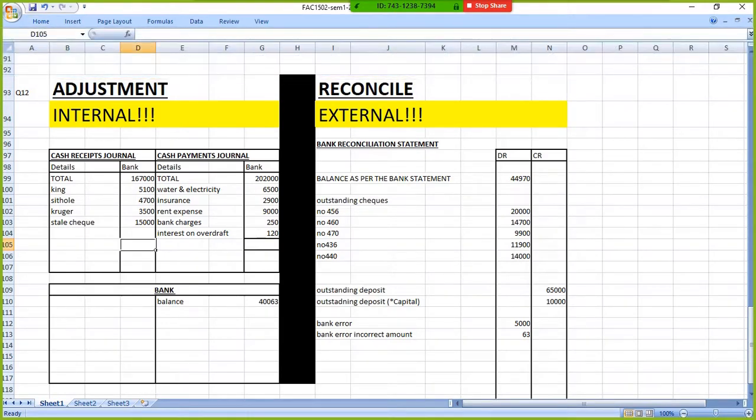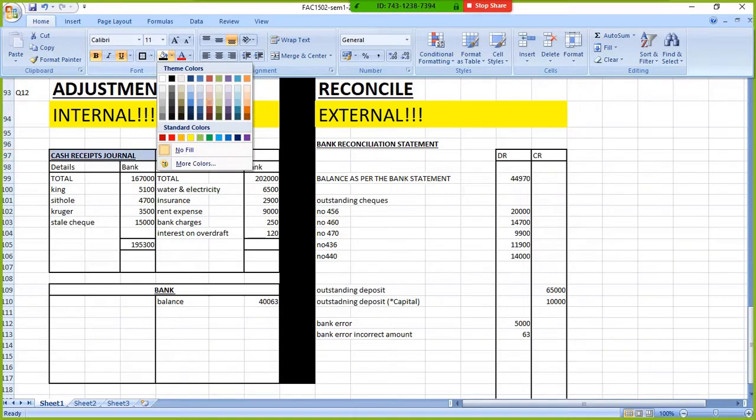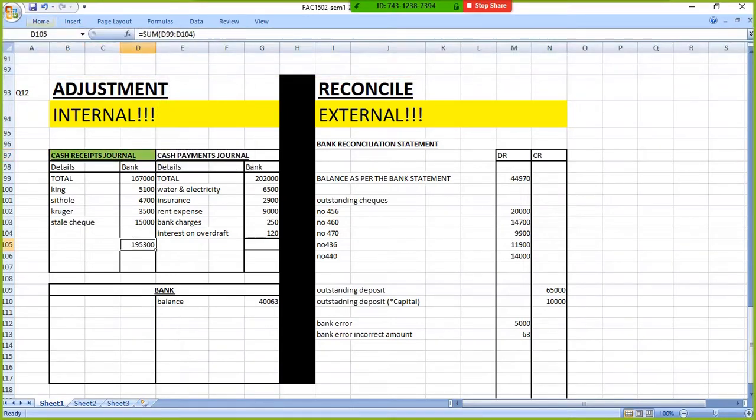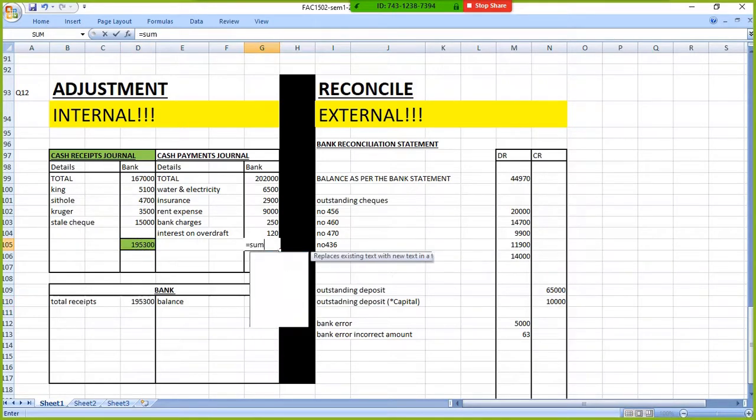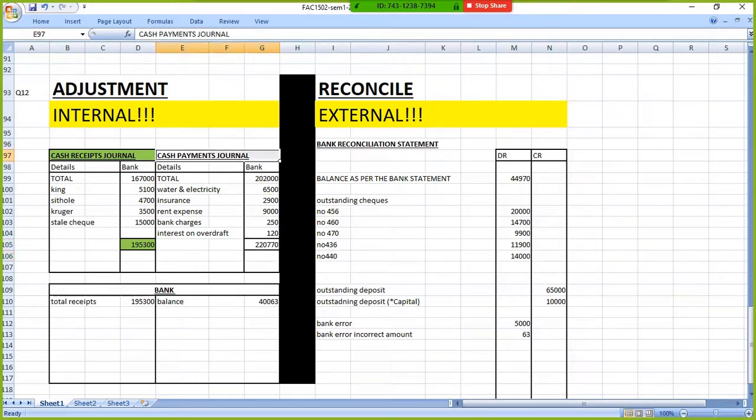So here, let's check it. Sum up the left. Cash receipts. What do cash receipts do to your bank account? They increase your bank account. Correct. Total receipts. And then the opposite would be true for this one. Do you agree? Yeah, it decreases your bank. Yes. Okay.